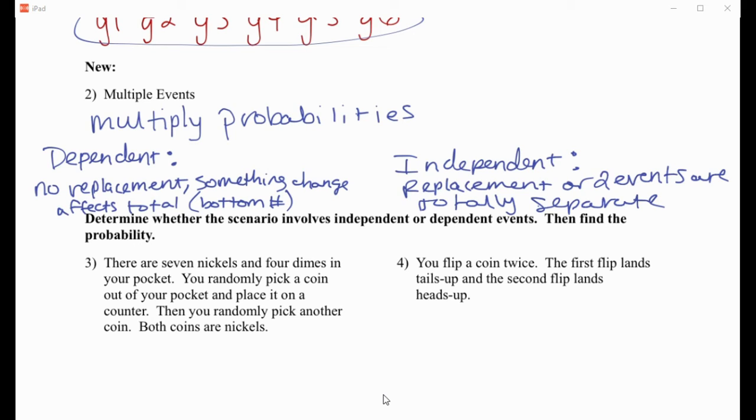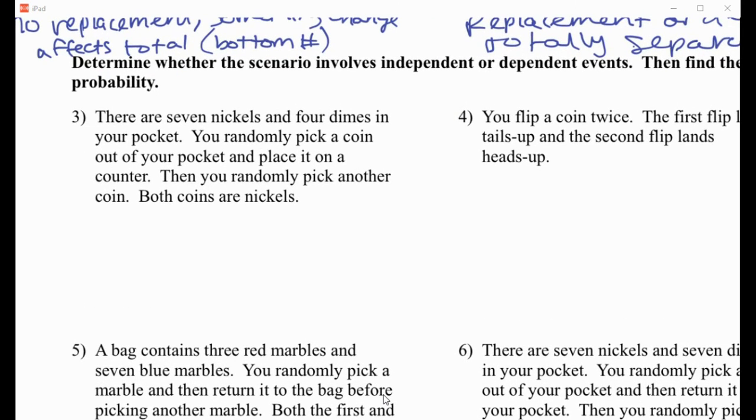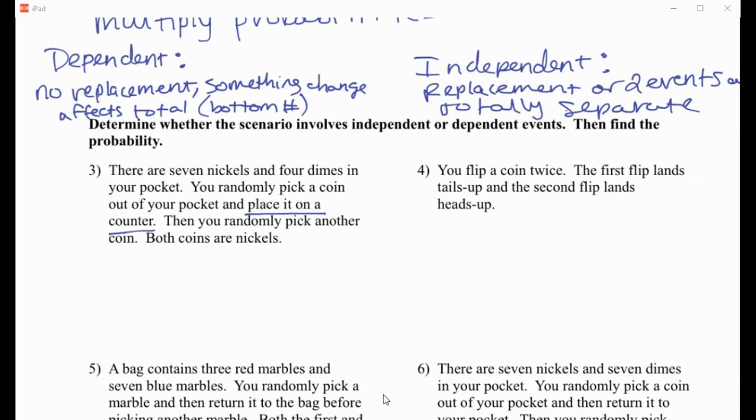So for this problem, there are 7 nickels and 4 dimes in your pocket. You randomly pick a coin out of your pocket and place it on the counter. For all of these, it says to say whether it's dependent or independent. If you put it on the counter, you did not replace it back into your pocket. So that one is dependent. That means the bottom numbers are going to have to be different. You can just put a D or an I for dependent or independent. Then you randomly pick another coin.